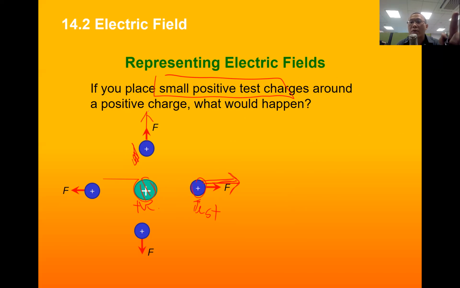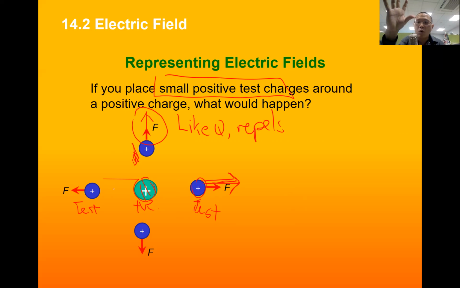You'll find that this test charge will move outwards. Why does it move outwards? Remember the keywords: it moves because like charges repel. Same thing, if I put a test charge here, I bring it near to the positive charge, and I let go, you'll find that this positive test charge will move in the direction dictated by like charges repel. So it will move to the left.